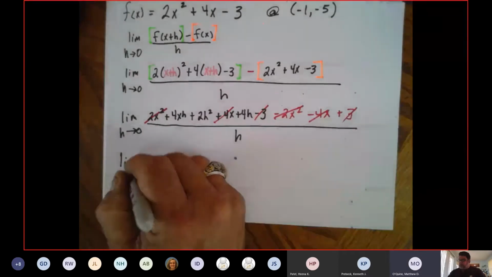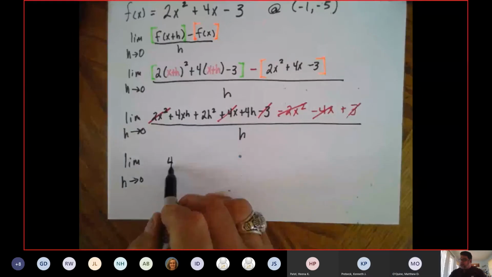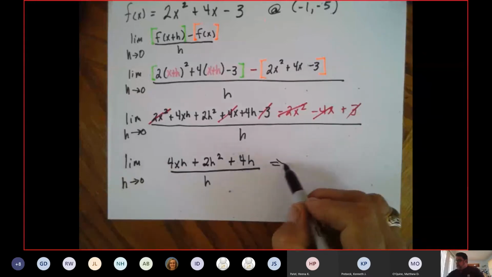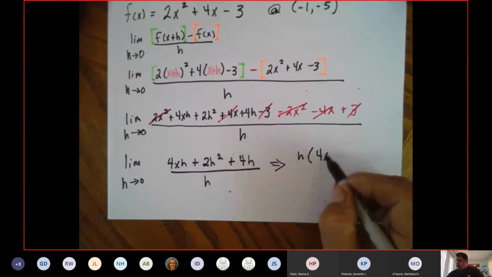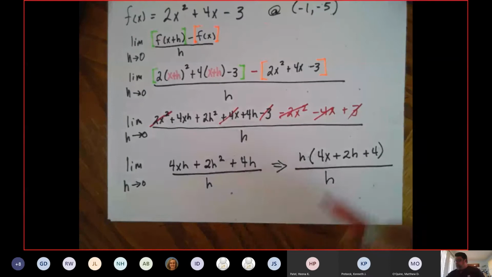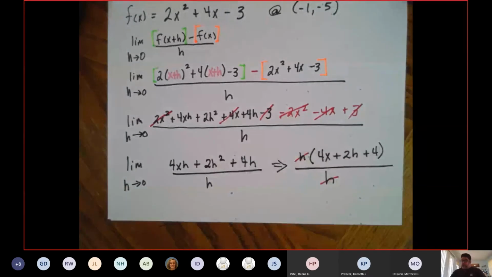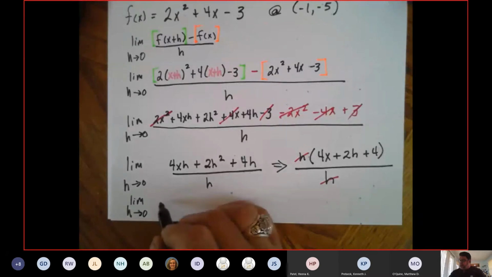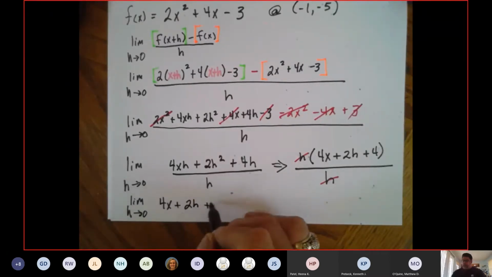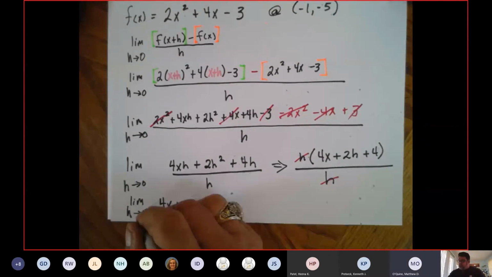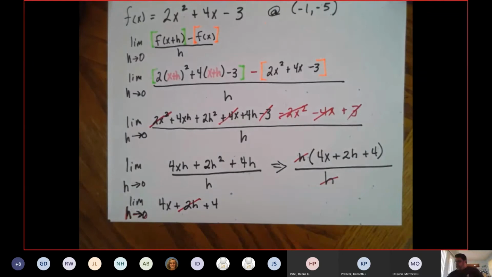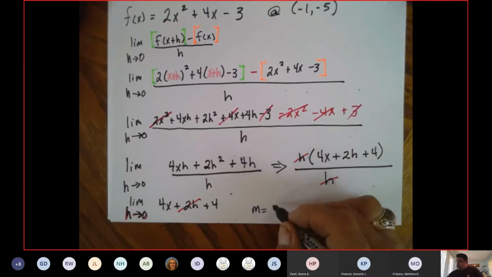All right, so I'm going to rewrite it. Limit as h approaches 0 of 4xh plus 2h squared plus 4h over h. Factor out an h: 4x plus 2h plus 4 over h. The h's cancel all the time? Yes. And that leaves you with your final setup. Limit as h approaches 0 of 4x plus 2h plus 4. And what does h approaching 0 do to the h term? Takes it out. So the equation for your slope is 4x plus 4.